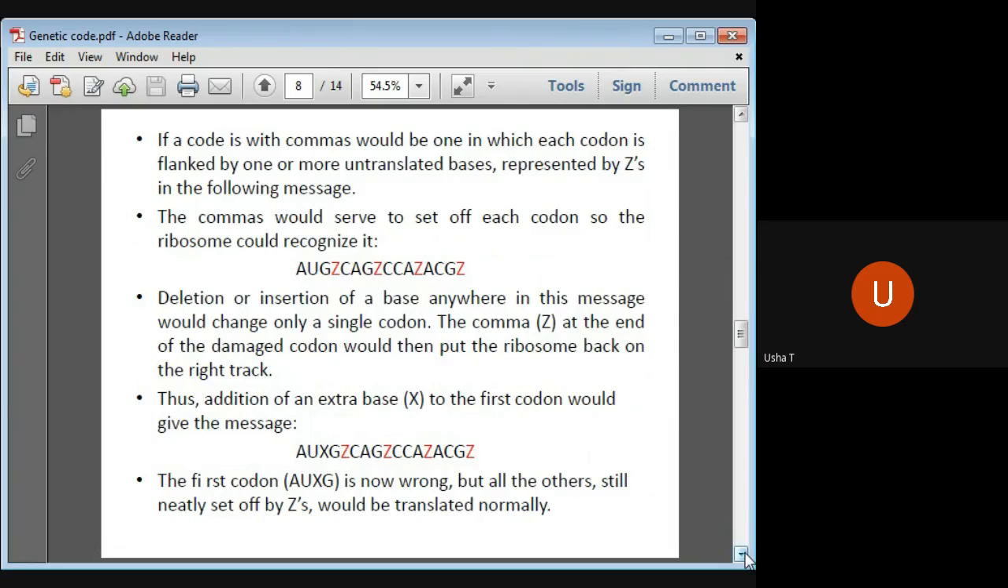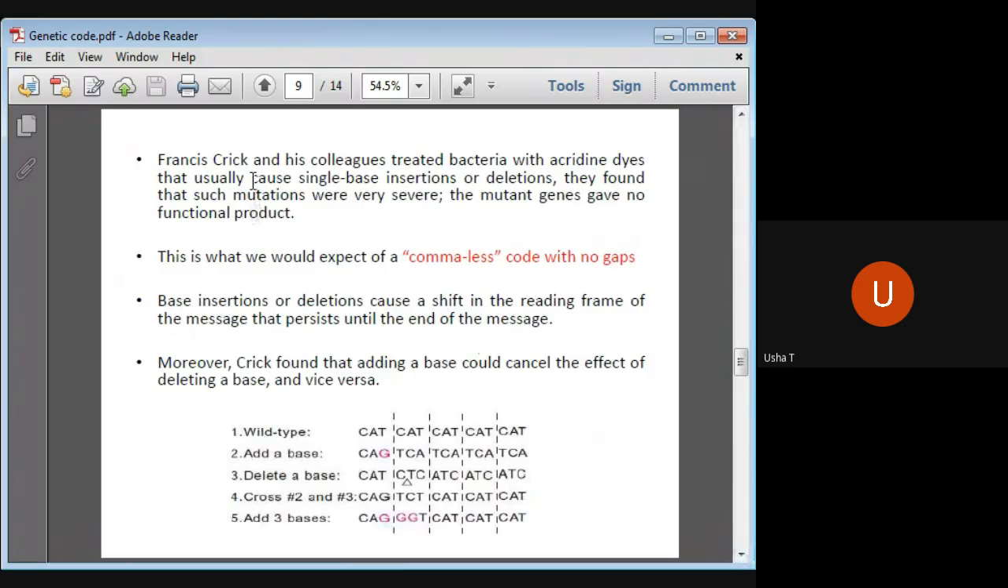So there was an experiment which was conducted. Francis Crick and his colleagues treated bacteria with acridine dyes. So what was the experiment? They treated the bacteria with acridine dye that usually causes single base insertions or deletions. They found that such mutations were very severe. The mutant genes gave no functional product.